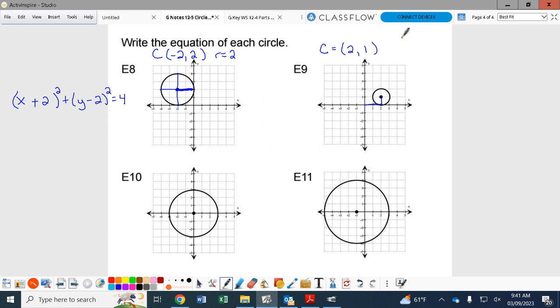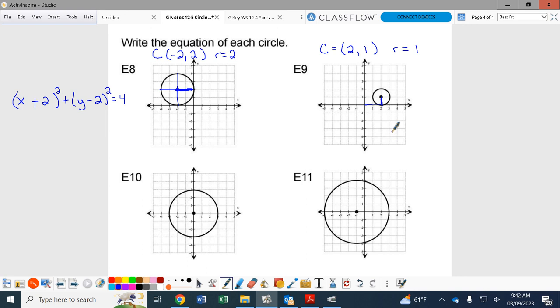Then for the radius, literally all I'm doing is counting blocks. How far away from the center is that outside edge? How many blocks do I have to go? Well, if I'm here, I just go 1 block. There's my radius, and it's a distance of 1.